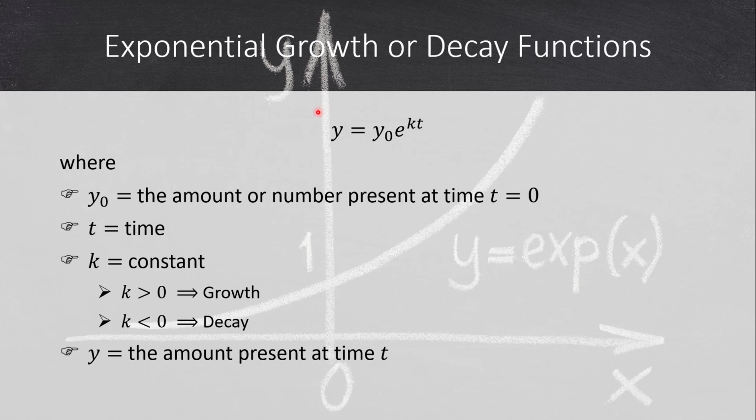Our dependent variable y is going to be equal to some initial value, y naught, which is the amount of whatever is present at time 0, and that's going to be multiplied by the exponential function e raised to some constant k times t, where t can be in any unit, seconds, years, or whatever, depending upon the problem at hand. Now, if k is greater than 0, then clearly as t increases, y is going to become larger and larger, so we have growth. Conversely, if k is less than 0, then we have a problem of decay.